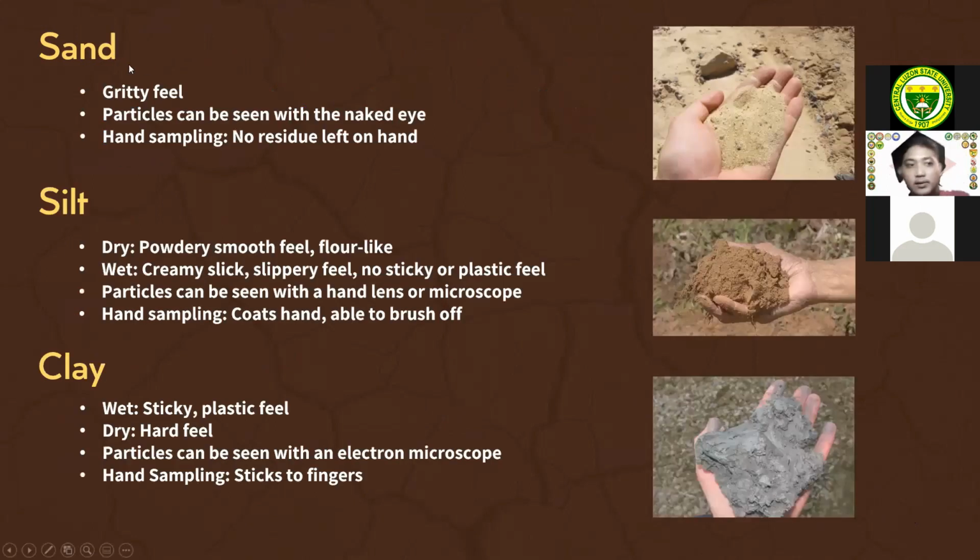So sand natin, what are the characteristics of sand? Sand feels gritty. So bakit feels gritty? Kung makikita niyo sa microscope, yung isang particle ng sand ay may mga edges siya. Yung mga edges na yon ay parang matatalim, kaya once na pinil mo sa iyong hand, gritty yung feeling.